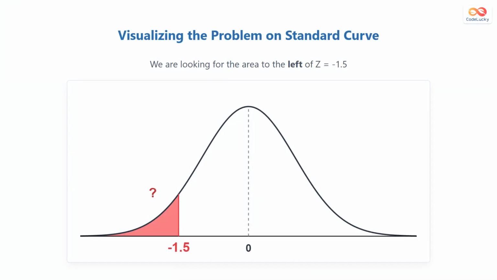Let's visualize what we just calculated. On the standard curve, where the center is 0, our value of negative 1.5 sits to the left. We are looking for the area to the left of this red line. This area represents the probability we want to find.